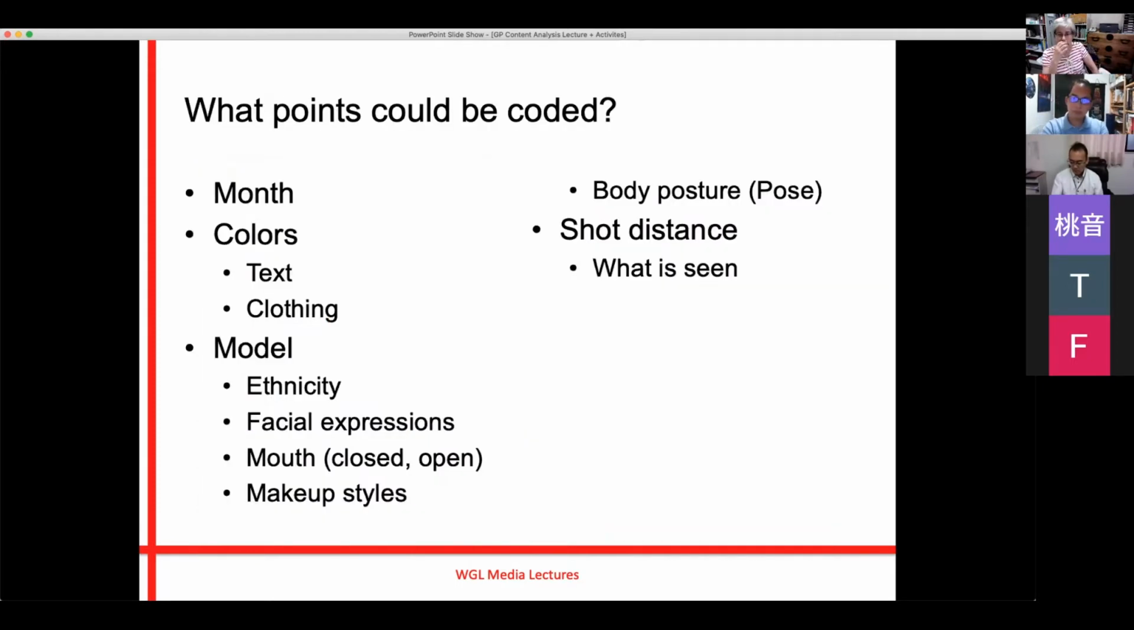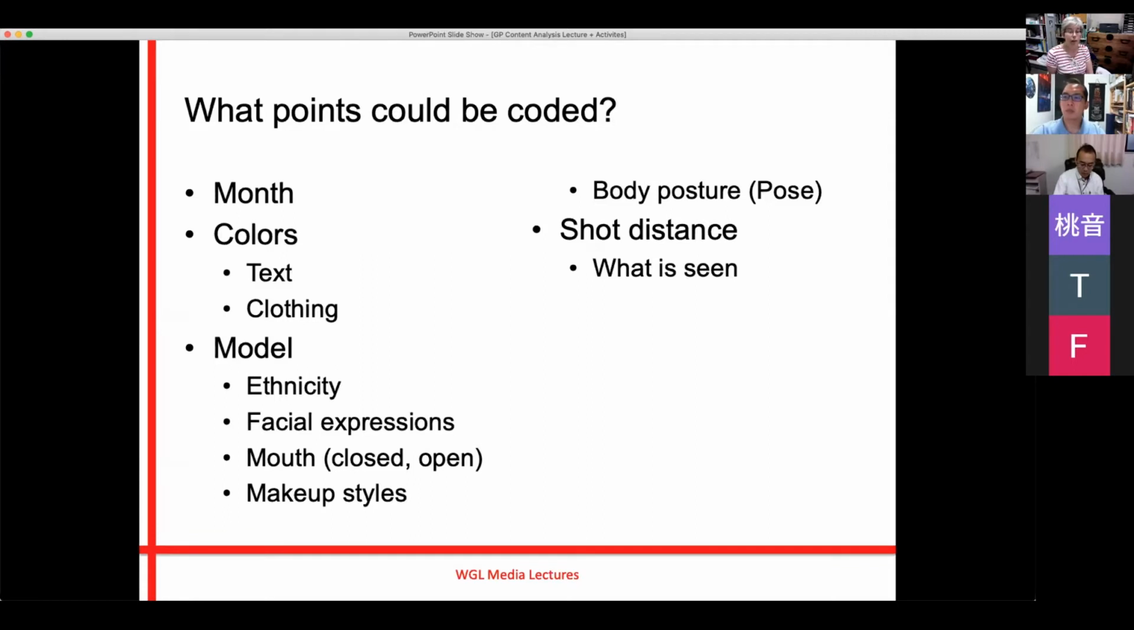So here are some of the things that could be discussed by somebody in a research project. Of course, the month, okay? Because the month of a magazine is going to determine what kind of clothing is going to be featured in the magazine that month. What a surprise. You know, we get monthly magazines because, well, they make money that way and because people wear different things for different seasons. Colors are things that can be examined.